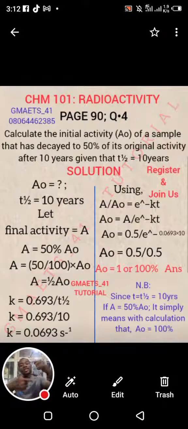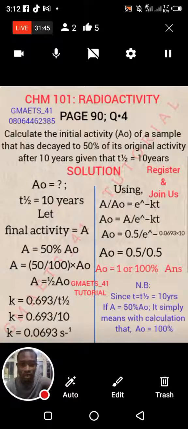Now, the initial activity in percentage is always 100%. It means complete. So for this question, I just smiled. I said, in a normal exam, if you're given this, you don't solve anything. The correct answer is just 100%. And then by solving, you could see at the end, the initial activity A naught is 0.5 over 0.5, giving us 1. That 1 in decimal, if you convert it to percentage, you are going to get 100%.